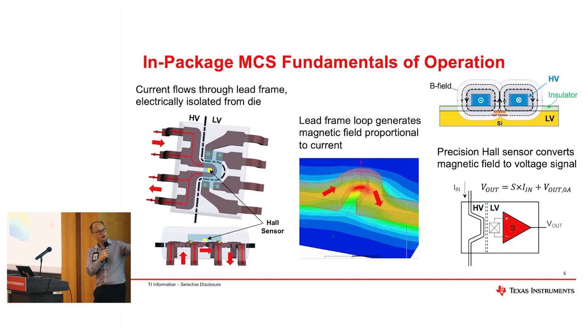Now when you put a current through a loop, it creates a magnetic field. We put our Hall sensor sitting right on top of that to measure the magnetic field, and we get a magnetic current sensor. This involves various technologies, including our lead frame design, the way we make a high accuracy lead frame, to get that magnetic field. We put our magnetic sensor on top of it, and we get isolation.